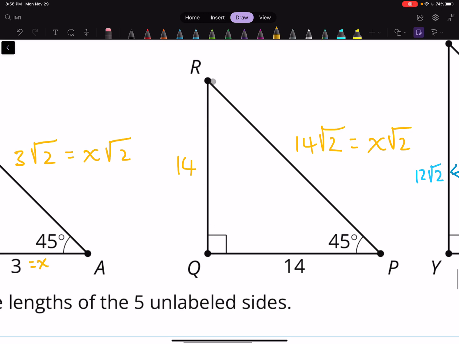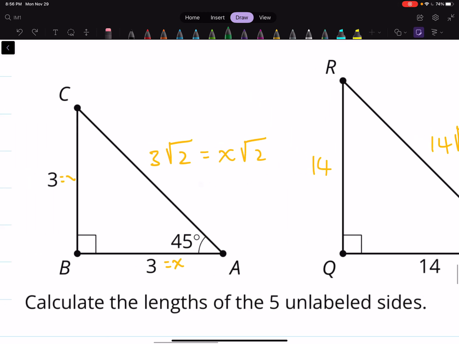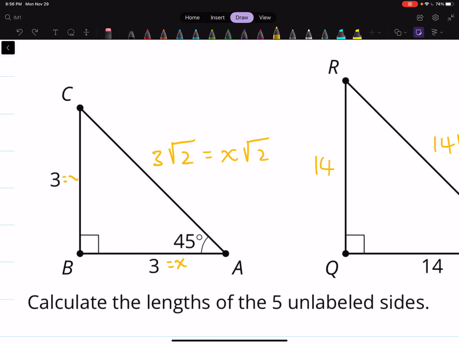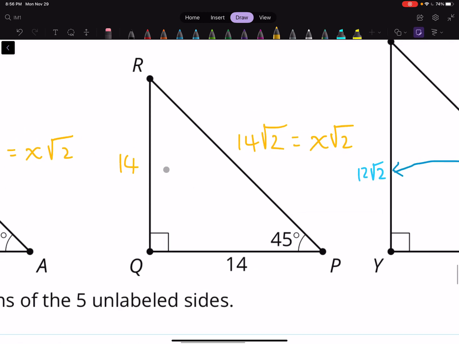Why? Because this, remember, was a square, right? I'm going to draw it real quickly. It's going to be kind of messy. Remember, it used to be a square. A square has all of its sides the same length. Therefore, if this is 14, this length also must be 14.